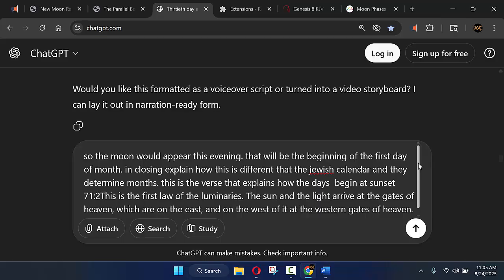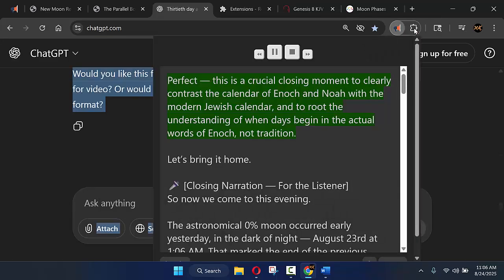In closing, explain how this is different than the Jewish calendar and how they determine months. Enoch chapter 71 verse 2 is the verse that explains how the days begin at sunset. Perfect. This is a crucial closing moment to clearly contrast the calendar of Enoch and Noah with the modern Jewish calendar, and to root the understanding of when days begin in the actual words of Enoch, not tradition. Let's bring it home. Mike, closing narration, for the listener.